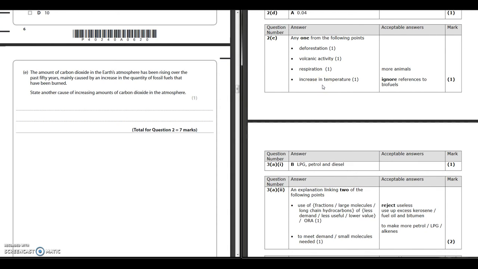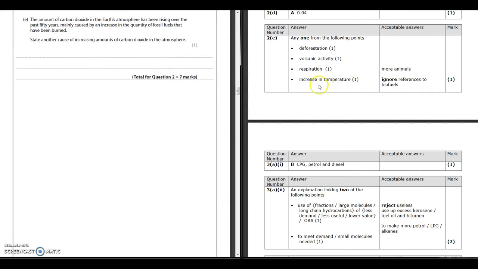Why an increase in the temperature? Carbon dioxide can come out of solution from water, so as you increase the temperature, less gases dissolve. I'm impressed if you got that one, to be honest. But you only need one of the ones from above.